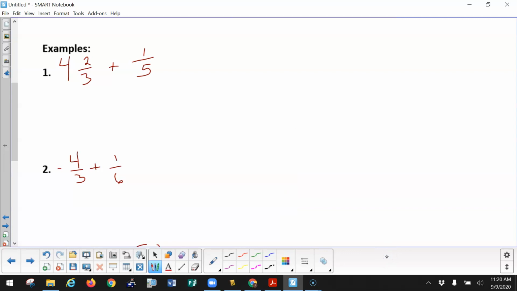Here are a couple examples. So first, I'm going to take my 4 2/3, and I'm going to change that into an improper fraction. So I'm going to do 4 times 3, which is 12, plus 2 is 14. So this is actually 14 over 3 plus 1 over 5. And then you figure out what your least common denominator is. Well, the least common denominator between 3 and 5 is 15.